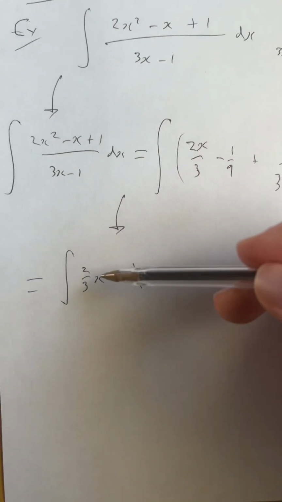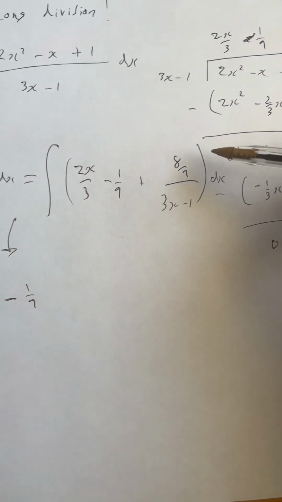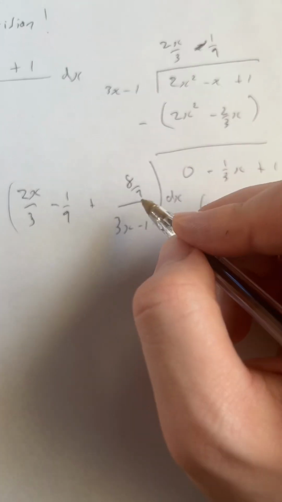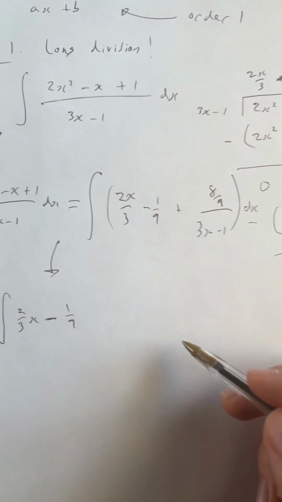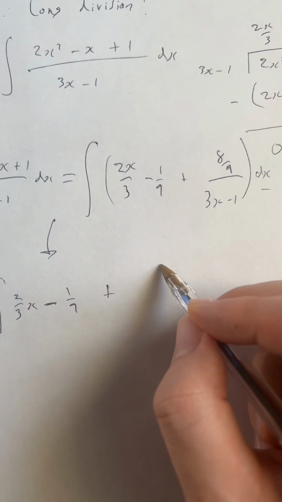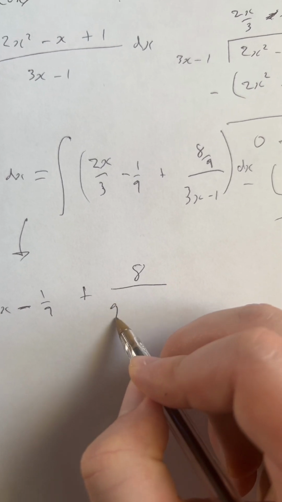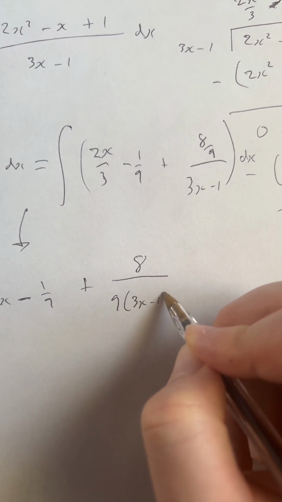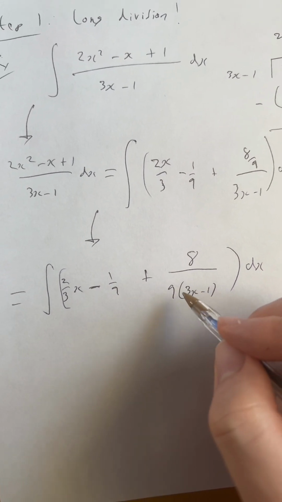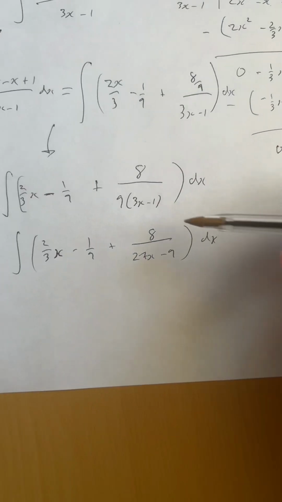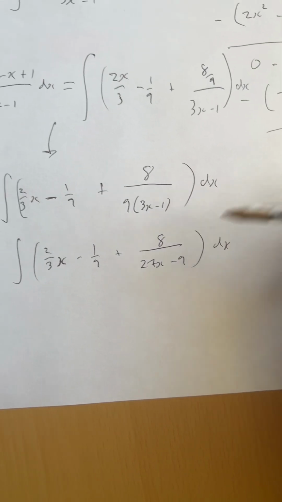So again, we got 2 over 3 x there, and minus 1/9 there. I'm just going to tidy this up a bit. We got 8 over 9 on the numerator there. I'm going to bring the 9 to the bottom. What I mean by that is keep the 8 on top and then just put the 9 down here. So 9 times 3x minus 1. This is all with respect to x. I'm also going to expand the brackets just to make this look neater. So we've got 27x minus 9 on the bottom there.